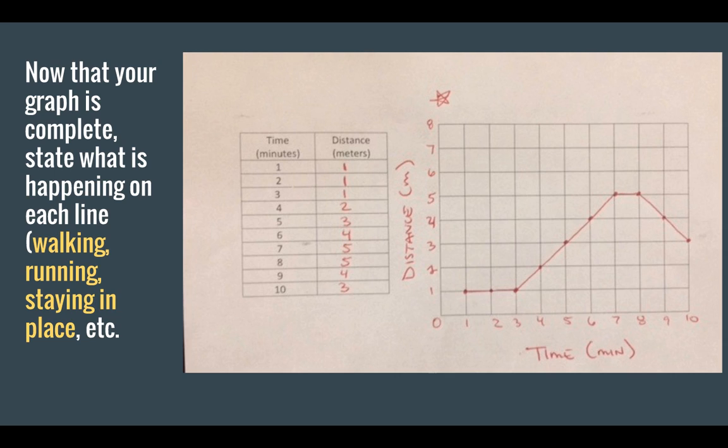But now that your graph is complete, you've plotted the points, the next part I want you to do is write what is happening at each part of the line. So think back to the story. Were they staying in one place? Were they at someone's house? Were they walking? Were they running? Were they going back to where they were? What was SpongeBob doing?